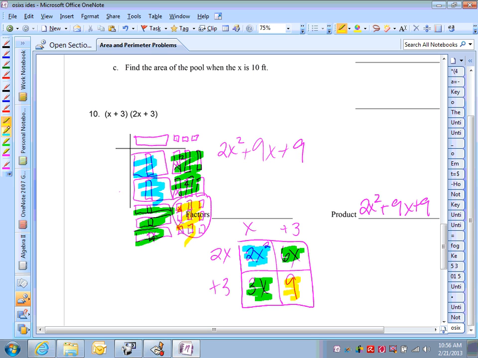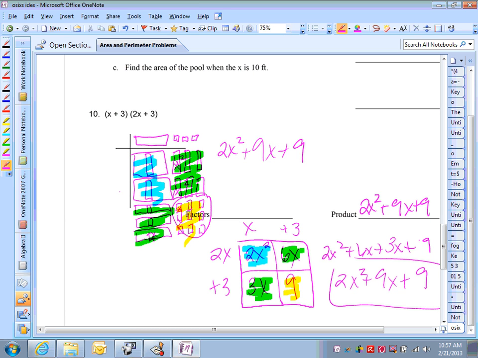Pretty cool. So, the factors, that's the answer. We end up getting 2x squared plus 6x plus 3x plus 9. Well, when we combine like terms, we check our answer, and we did get 2x squared plus 9x plus 9, which is the same answer that we got when we did algebra tiles.